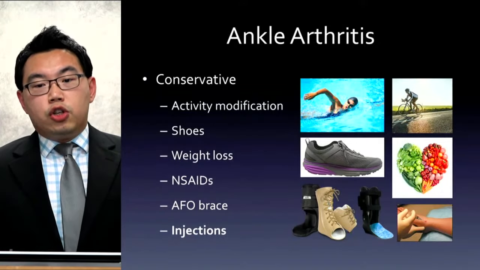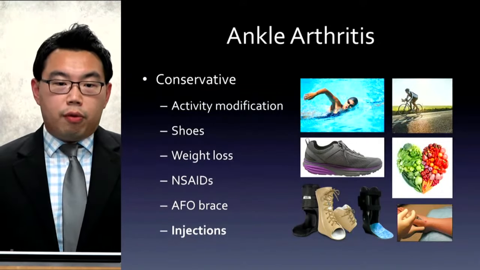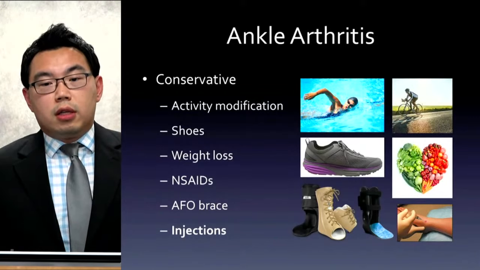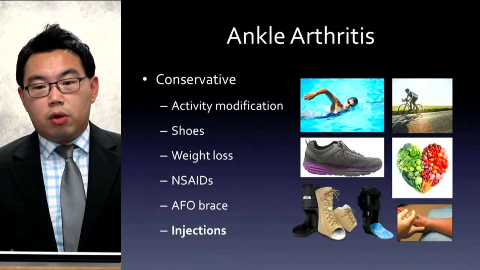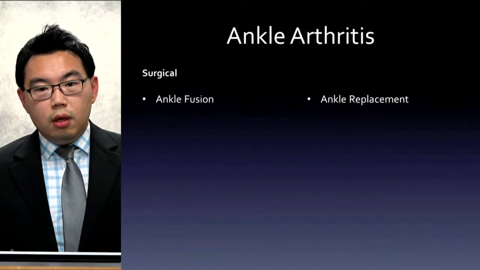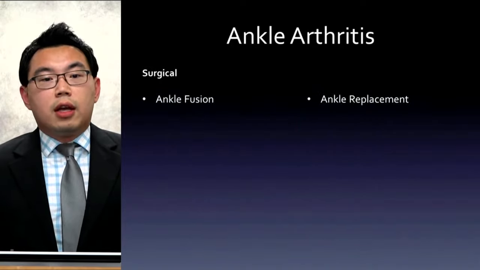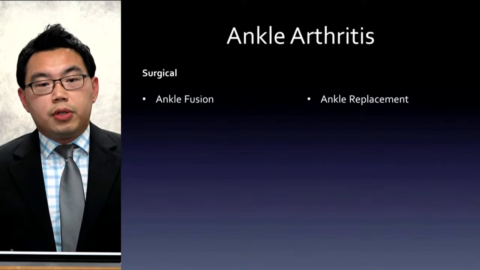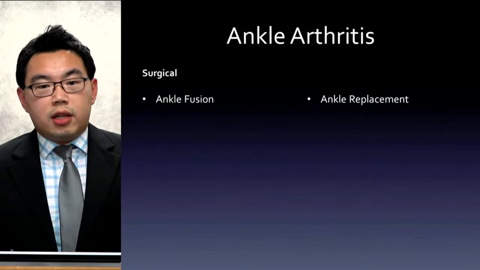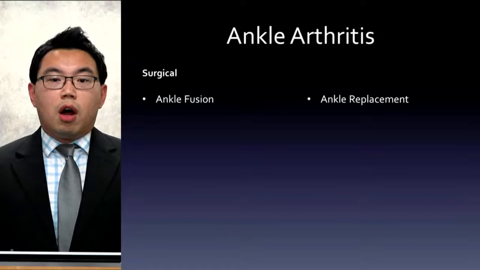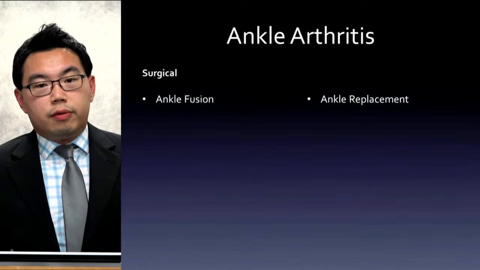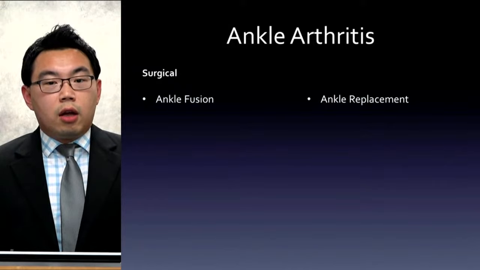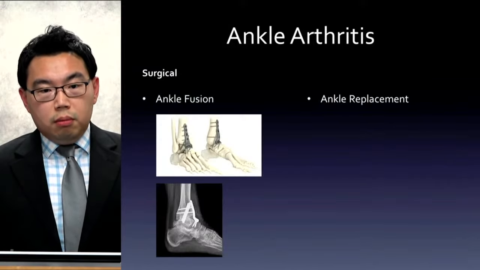And then lastly, injections, just like any type of arthritic conditions, it provides a temporary amount of relief through numbing medication and corticosteroid. Now, if you try those non-surgical options and you're still not satisfied with the results, there are surgical options as well. There are two main surgical options for ankle arthritis: ankle fusion or ankle replacement.